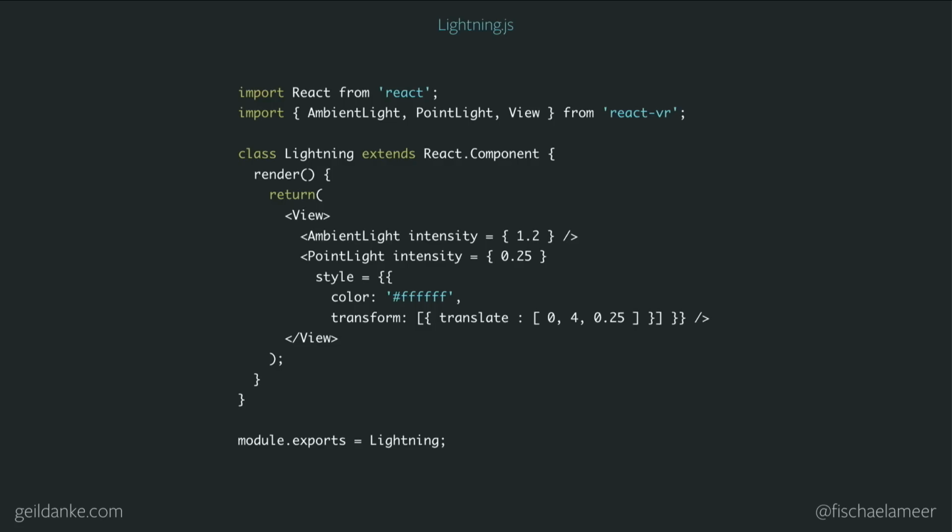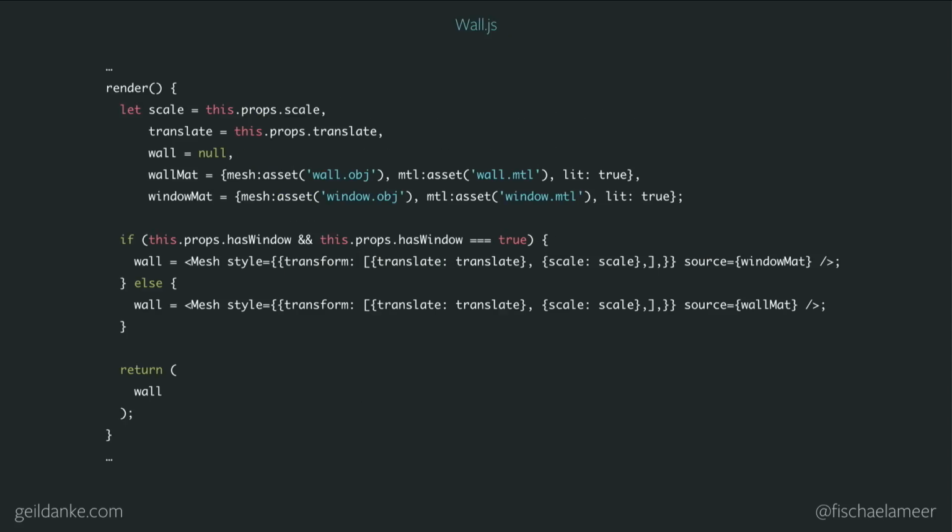So this is the lightning component. It's a bit more interesting because it uses two ReactVR components. First, there's an ambient light component, which is a light effect that affects all objects in a scene equally and from all directions. And there's a point light, which is a single point light source that spreads outwards in all directions. And with the property intensity, we regulate the power of the light sources. With the style property, we can modify the position, layout, and styling of the component.